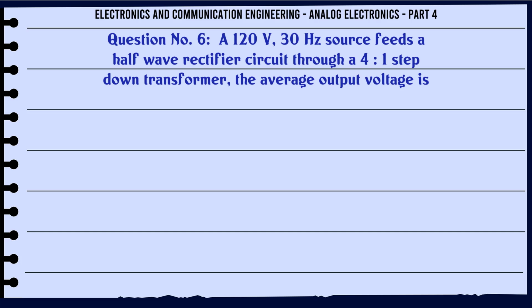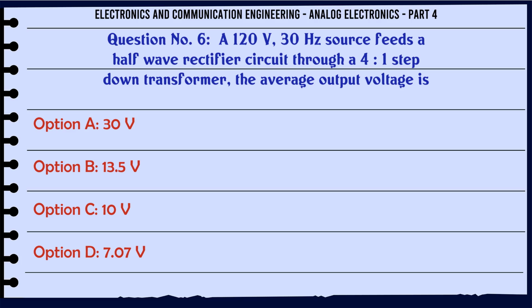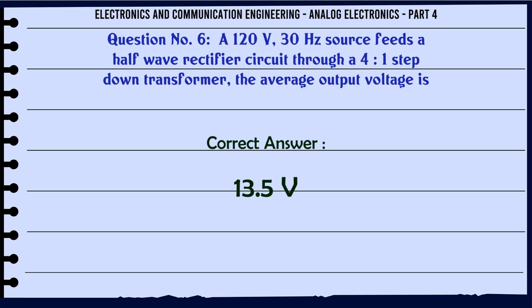A 120 V 30 Hz source feeds a half-wave rectifier circuit through a 4:1 step-down transformer. The average output voltage is: A. 30 V, B. 13.5 V, C. 10 V, D. 7.07 V. The correct answer is 13.5 V.